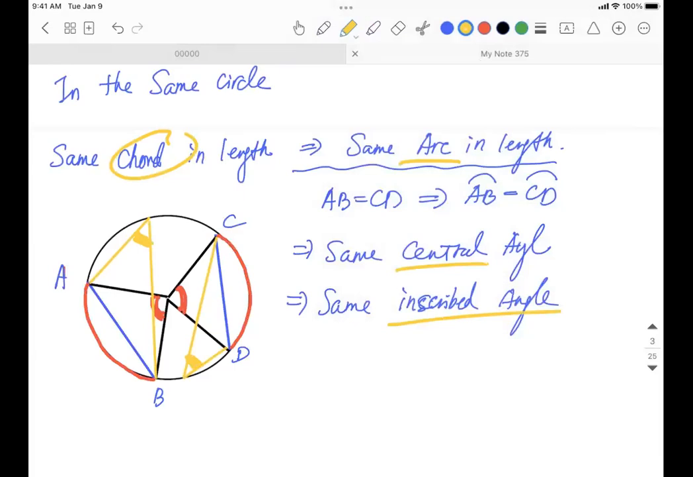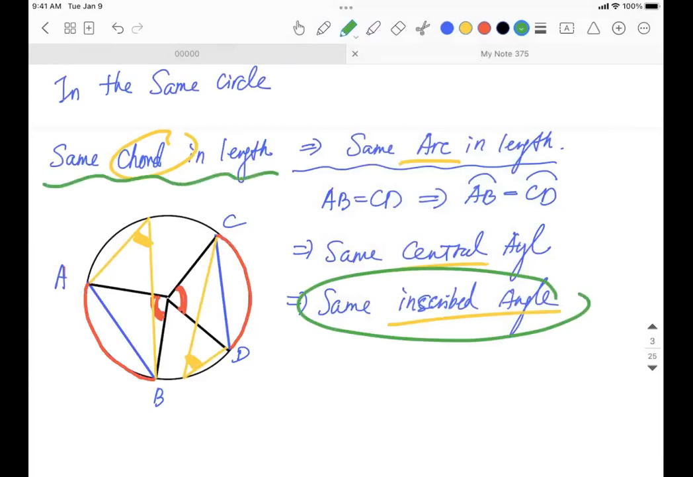This is quite intuitive, right? And this is actually a sufficient and necessary condition. As long as you have two inscribed angles that are the same, they will be facing the same chord, the same arc, and the same central angle. So this is a necessary and sufficient condition. I think this is quite understandable.